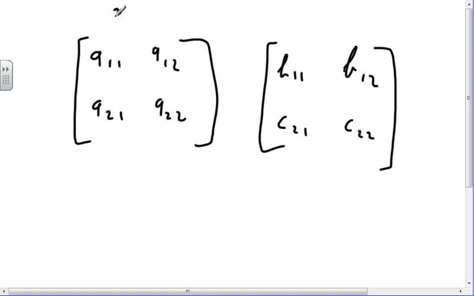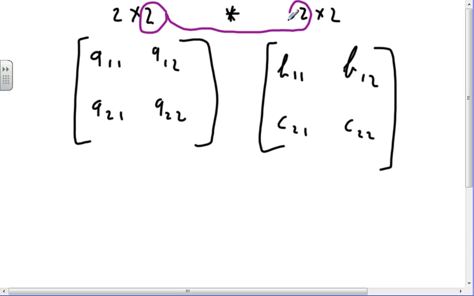And we see that this is 2 by 2, and we're multiplying that by a guy that's 2 by 2. We can only do that multiplication if the number of columns in this guy is the same as the number of rows in that guy. It is, so we can do the multiplication. And when we get done, our answer is going to be 2 by 2.